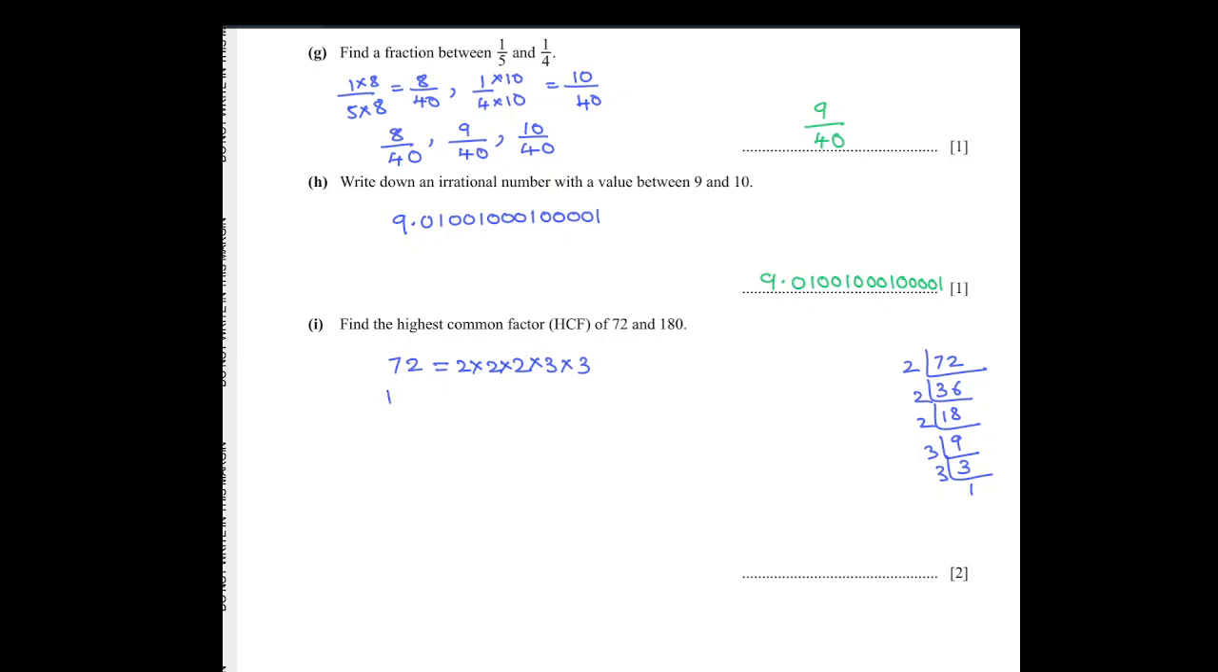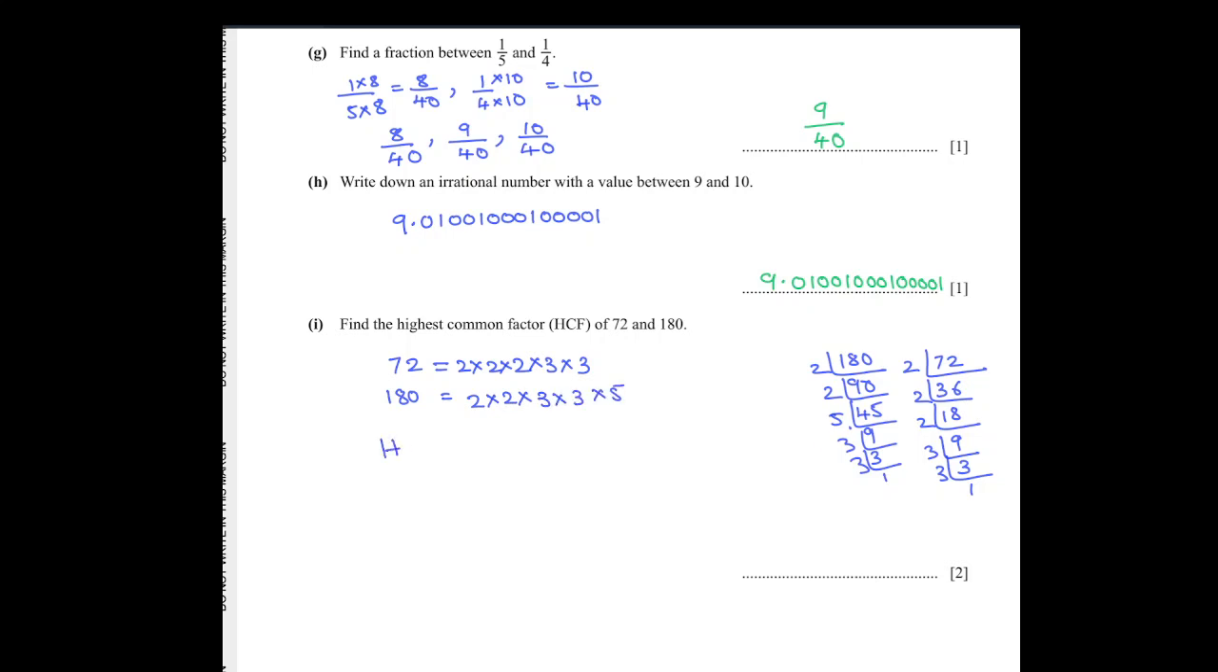Then do 180 prime factorization. 2 9s are 18, 2 45s are 90. 2 won't be there here, it is an odd number. So 5 9s are 45, 3 3s are 9, 3 1s are 3. So 2 into 2 into 3 into 3 into 5.